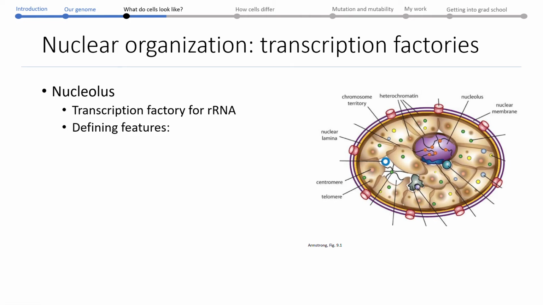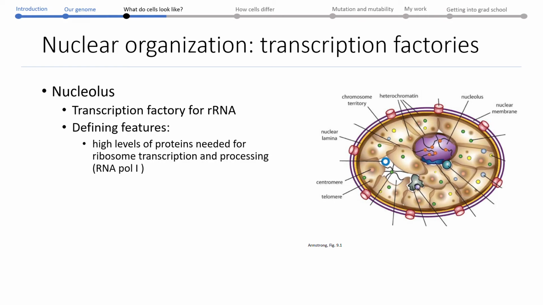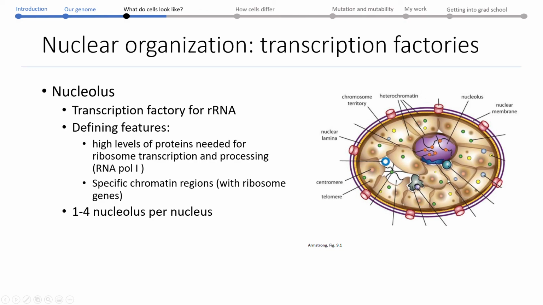And so the defining features of this particular type of transcription factory are, 1, the high levels of ribosomal transcription machinery, specifically RNA polymerase 1. And the chromatin regions that associate are those that contain the ribosomal genes. These vary, of course, from species to species, but they'll consistently be the genes associated with ribosome production. And interestingly, we can actually have 1 to 4 nucleoluses per nucleus, depending on the species and the cell type.